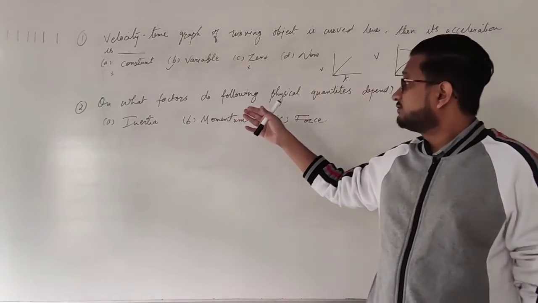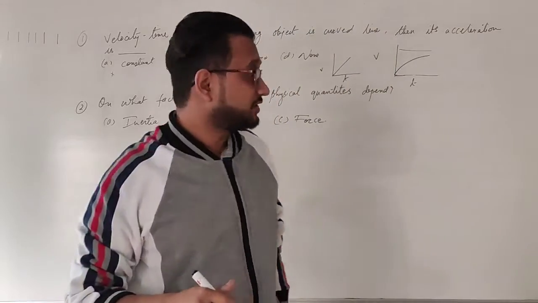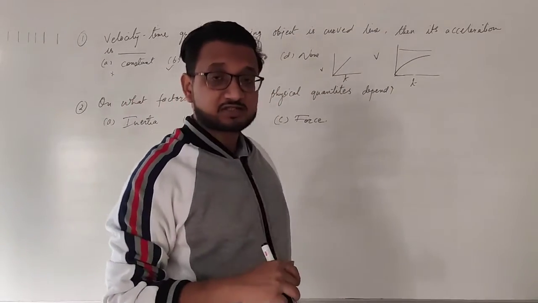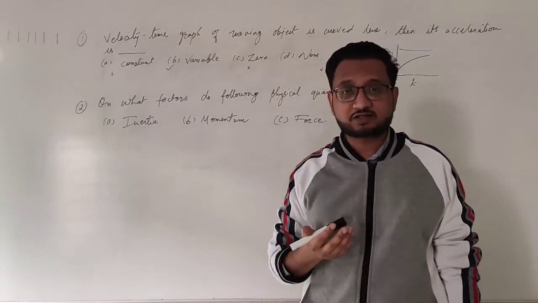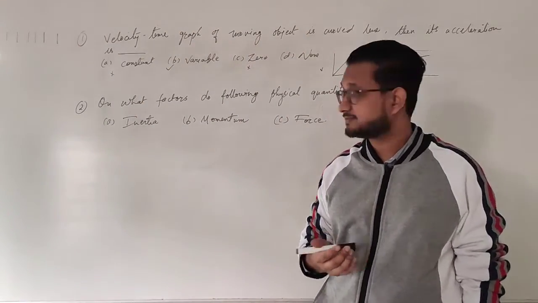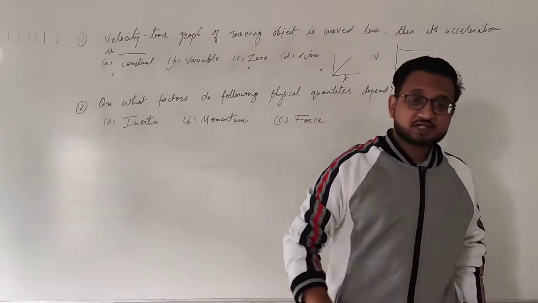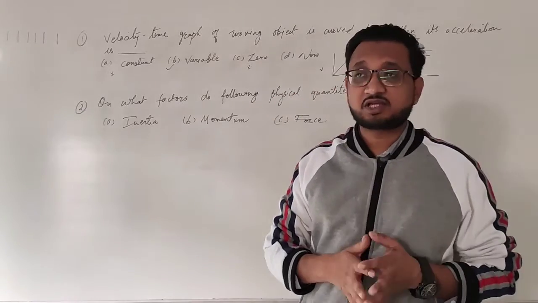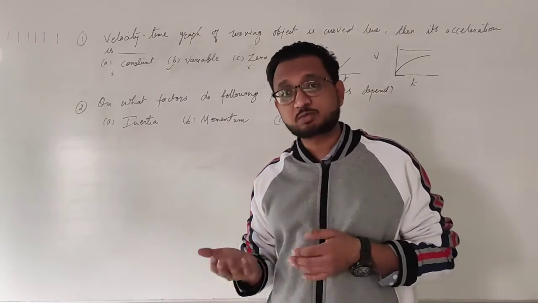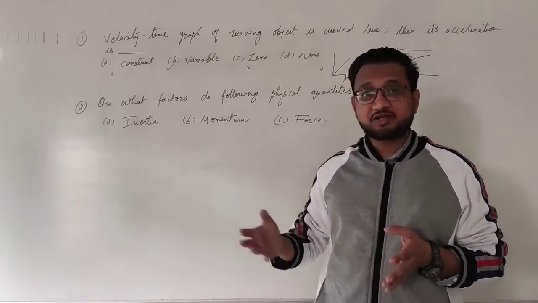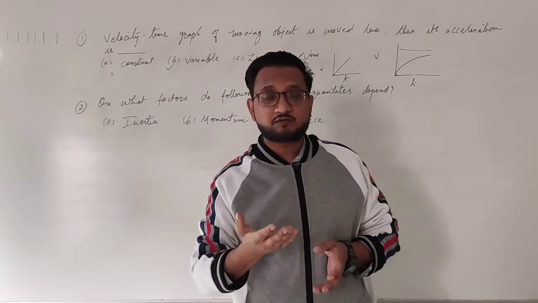The next one is, on what factors do the following physical quantities depend? So we are given 3 physical quantities and we have to explain on what factors these 3 physical quantities depend. Okay. So the first one is inertia. What is inertia? So inertia is the ability of an object to remain in its state of motion, whether it be at rest or constant motion, whatever it is, but it will remain in that particular state. Okay, that is inertia, the ability of an object.